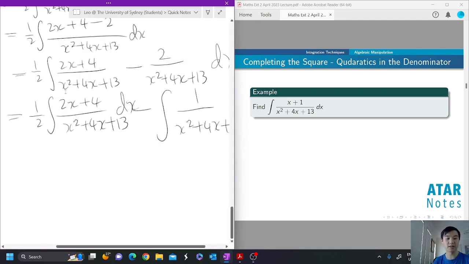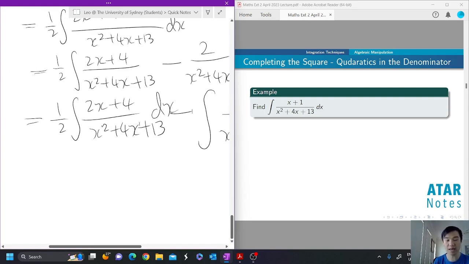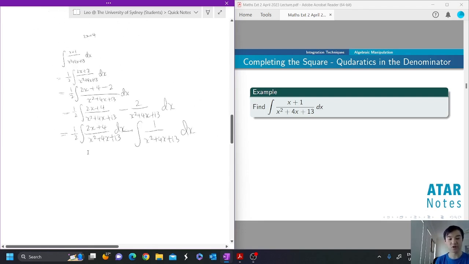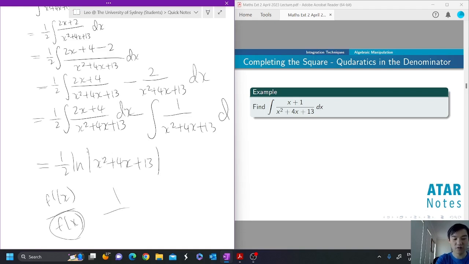Okay, so this one is a direct application of the reverse chain rule. Notice there's a function here in the denominator. The derivative of that is 2x plus 4, which we manipulated to get at the top. So this is simply going to be half ln absolute value of x squared plus 4x plus 13, because it's an application of the form f dash of x over f of x, where the derivative is already being multiplied on the outside. Okay, so we got that.